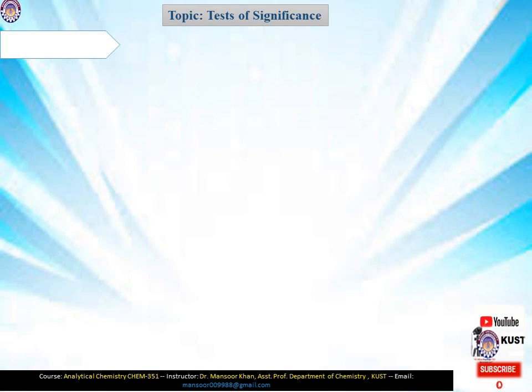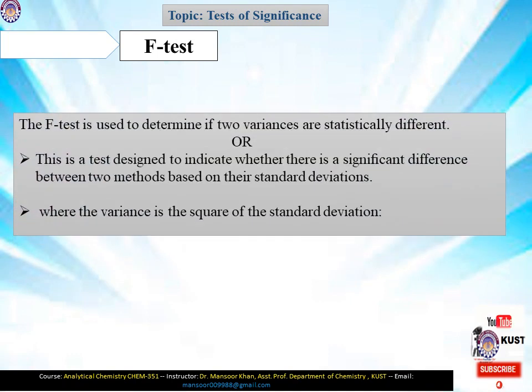This is the test designed to indicate whether there is a significant difference between the methods based on the standard deviation. Actually, the square of the standard deviation is called variance. I am not going into detail on standard deviation and variance here, because I will discuss in detail the measurement of spread and measurement of central tendency, which will cover the calculation of the mean, standard deviation, variance, etc.